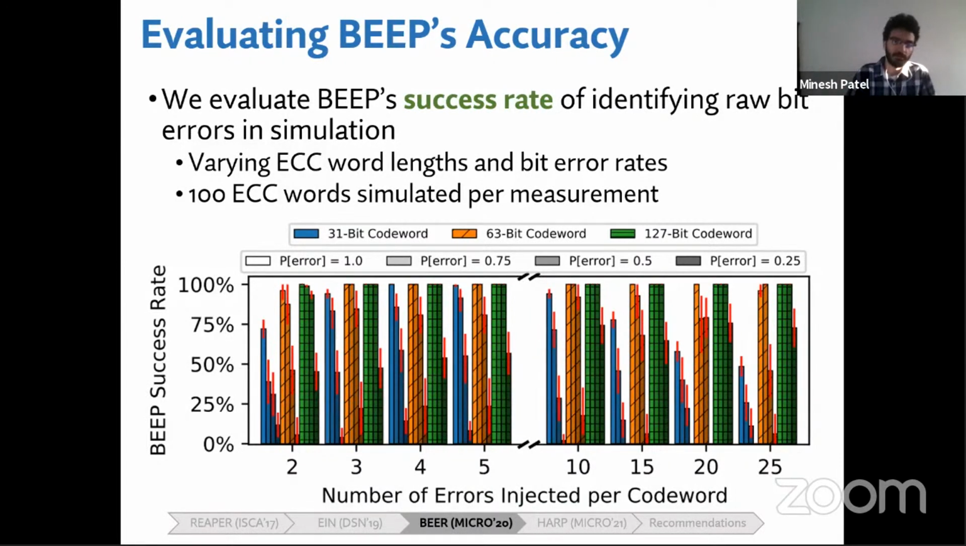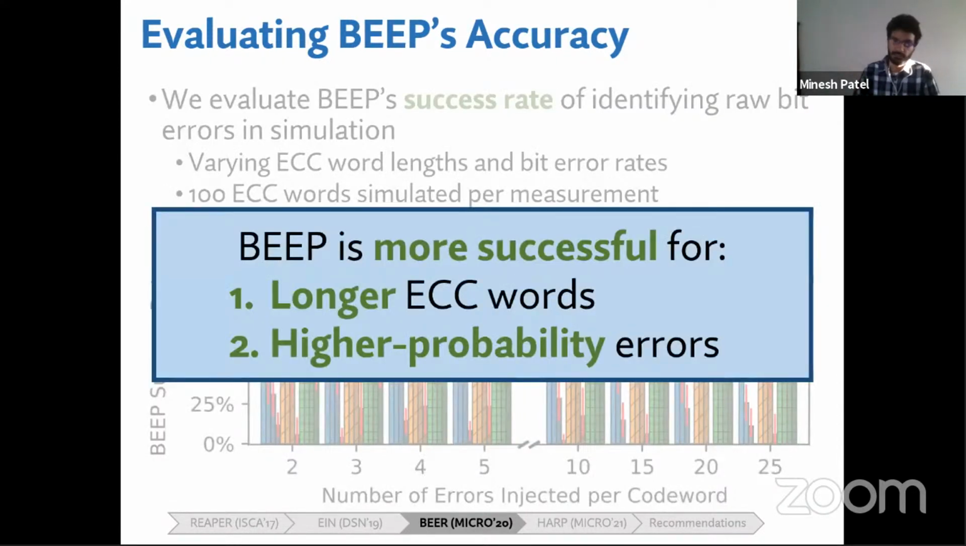And we see from this analysis that BEEP is more successful for longer ECC words shown on the right-hand side of the plot because it has more errors to work with when doing its iterative process. And it's also more successful for higher probability errors. This is because these errors are simply easier to observe. And so these are the 2 takeaways that we make from this analysis.